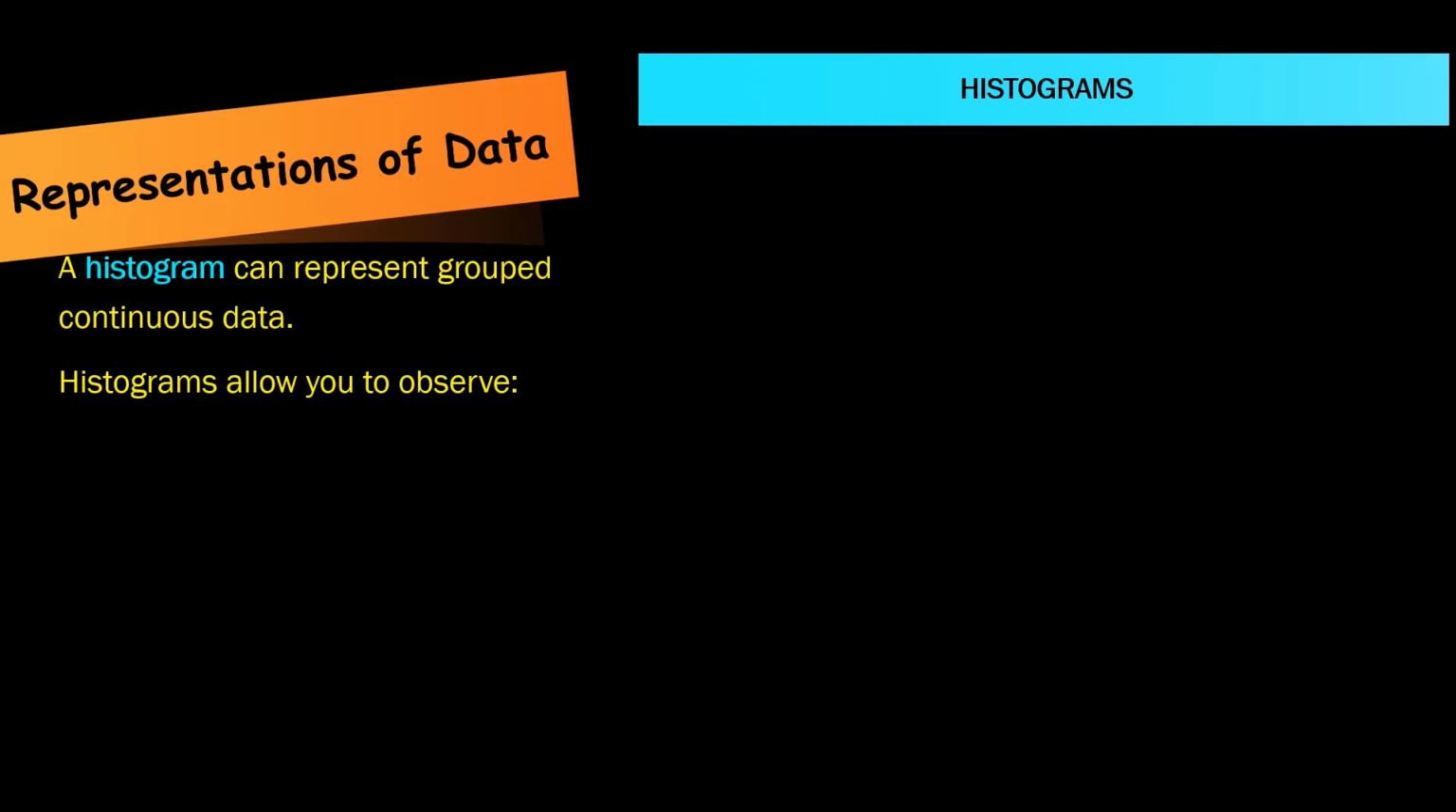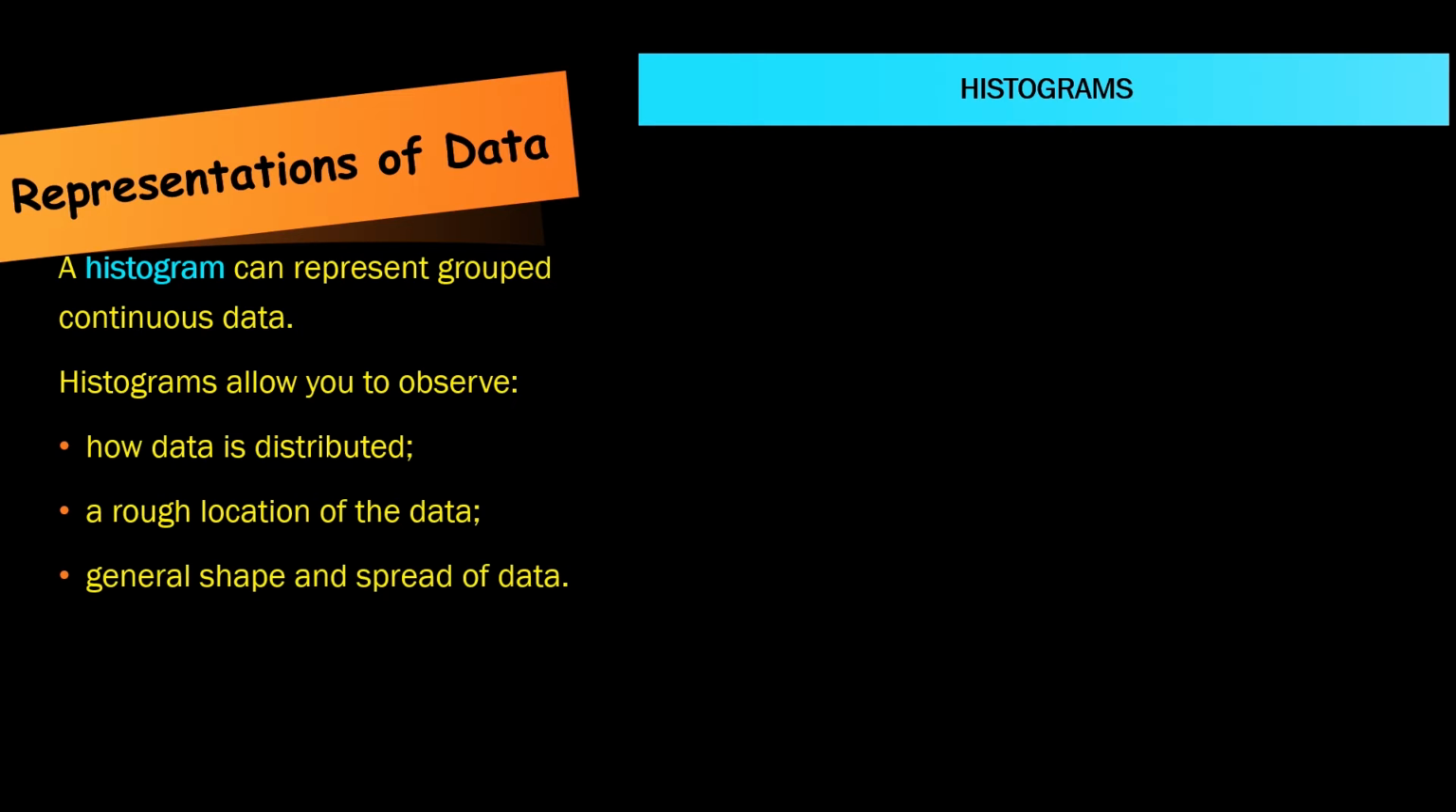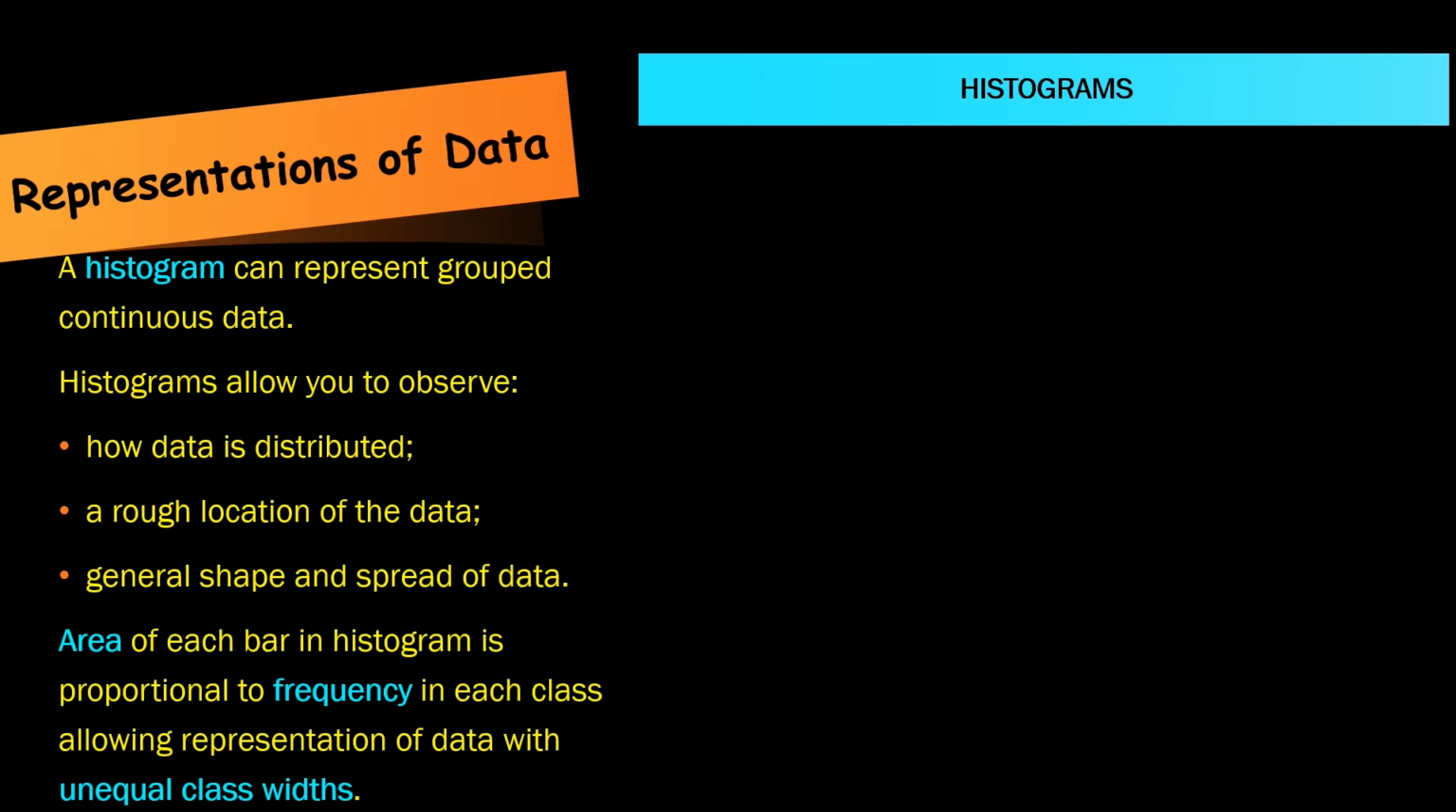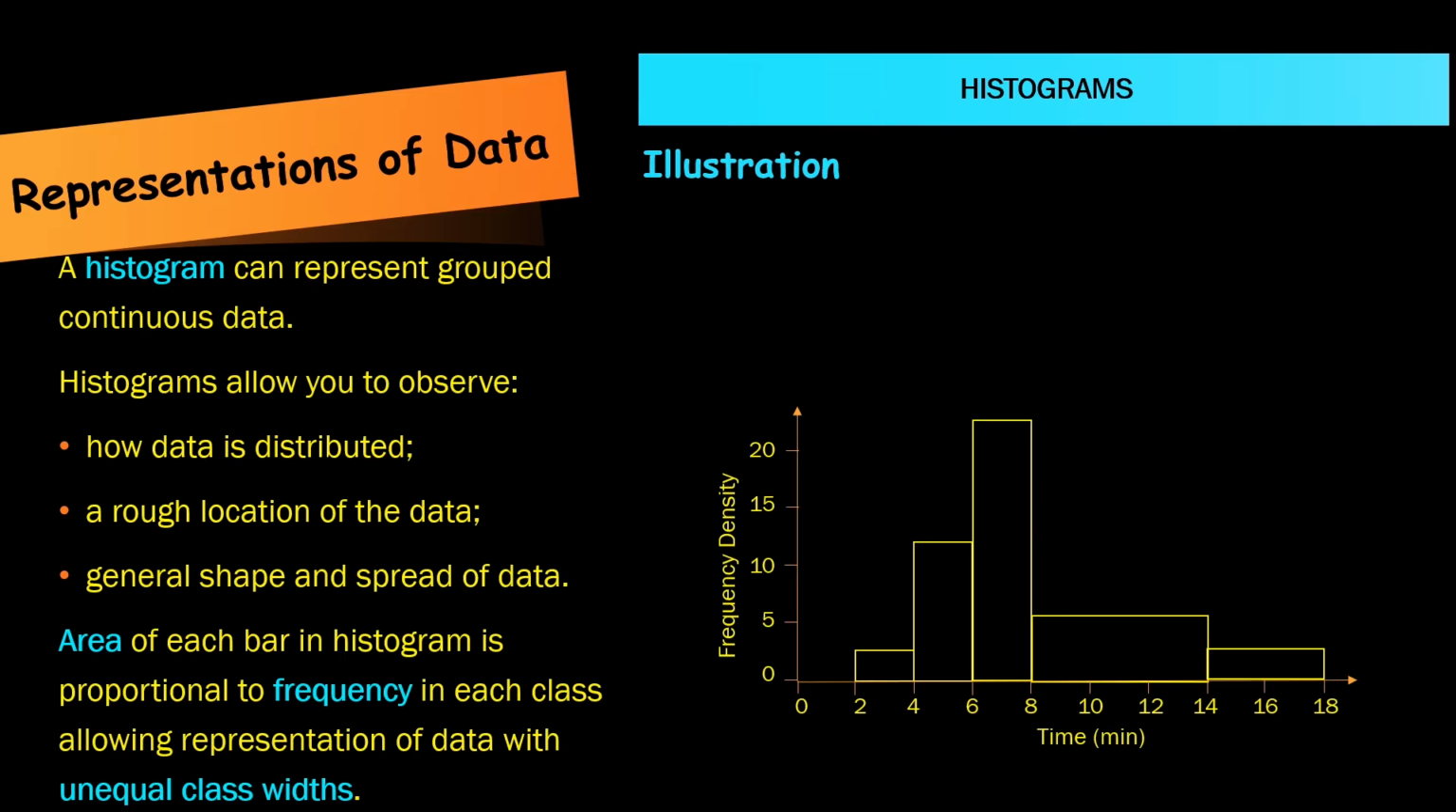Histograms allow you to observe a variety of things, including how data is distributed, a rough location of the data, the general shape and spread of the data. The area of each bar in the histogram is proportional to the frequency in each class, allowing representation of data with unequal class widths. Let's illustrate this.